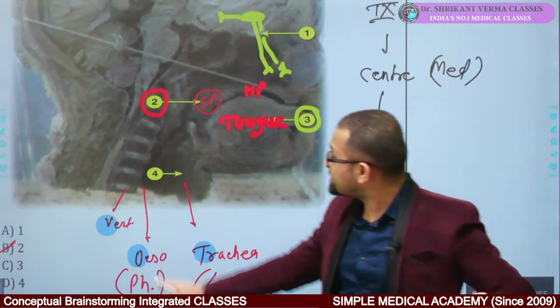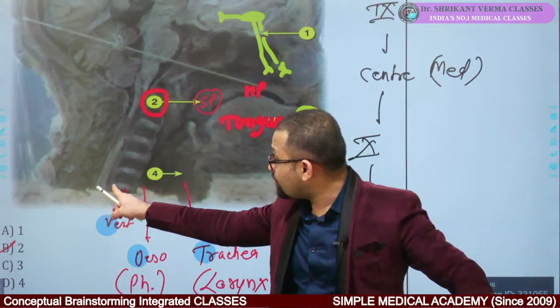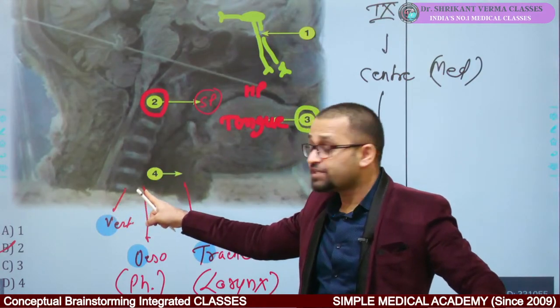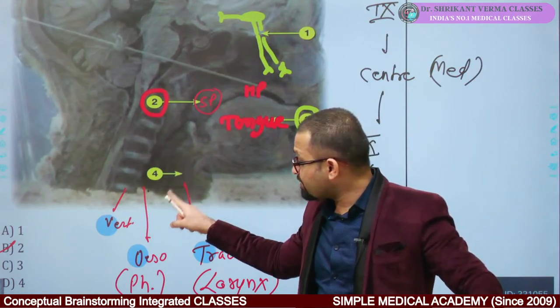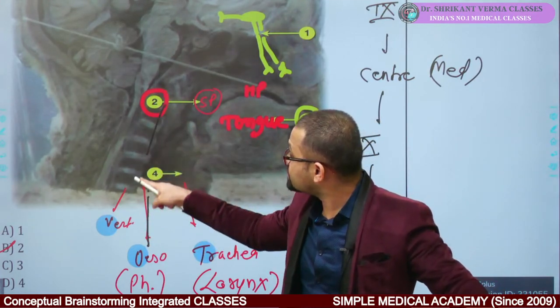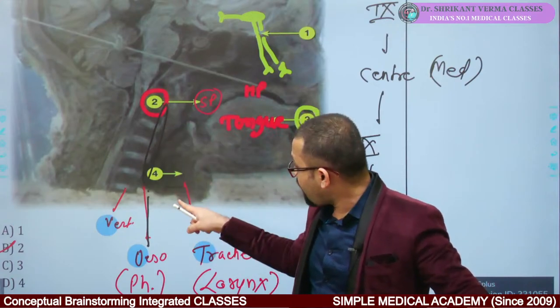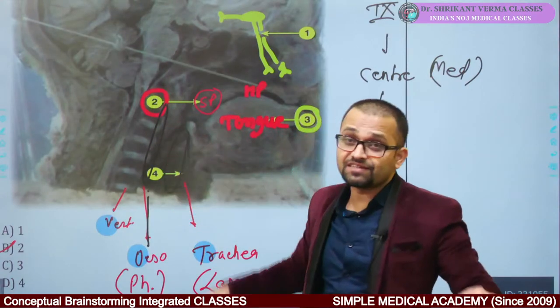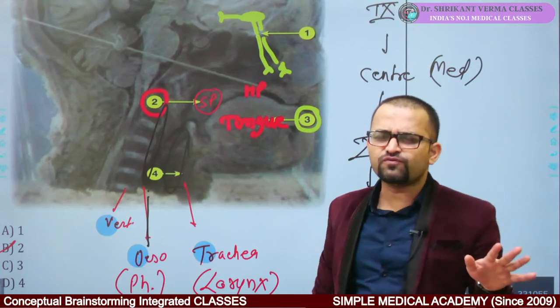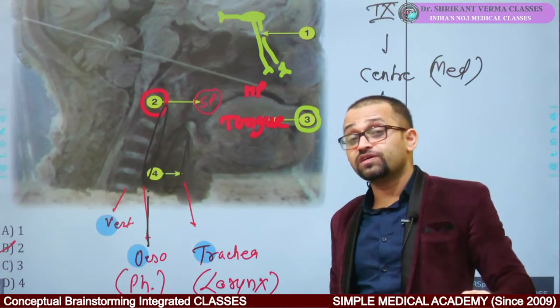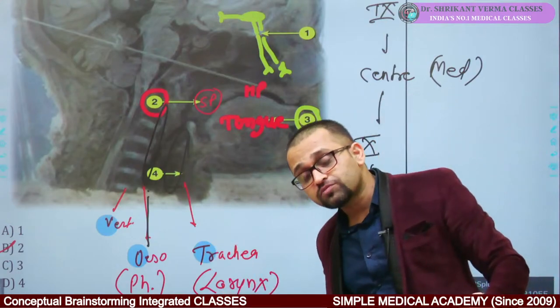What is your mnemonic? Whenever you are looking at a cadaveric image, the vertebra, you can see just in front of it the esophagus, and just in front of the esophagus there is our trachea. But remember, the upper part of the esophagus is known as pharynx, the upper part of the trachea is known as larynx. Getting the point? Don't get confused. Pharynx, larynx, no confusion. Upper part of the esophagus, pharynx. Upper part of the trachea, larynx.